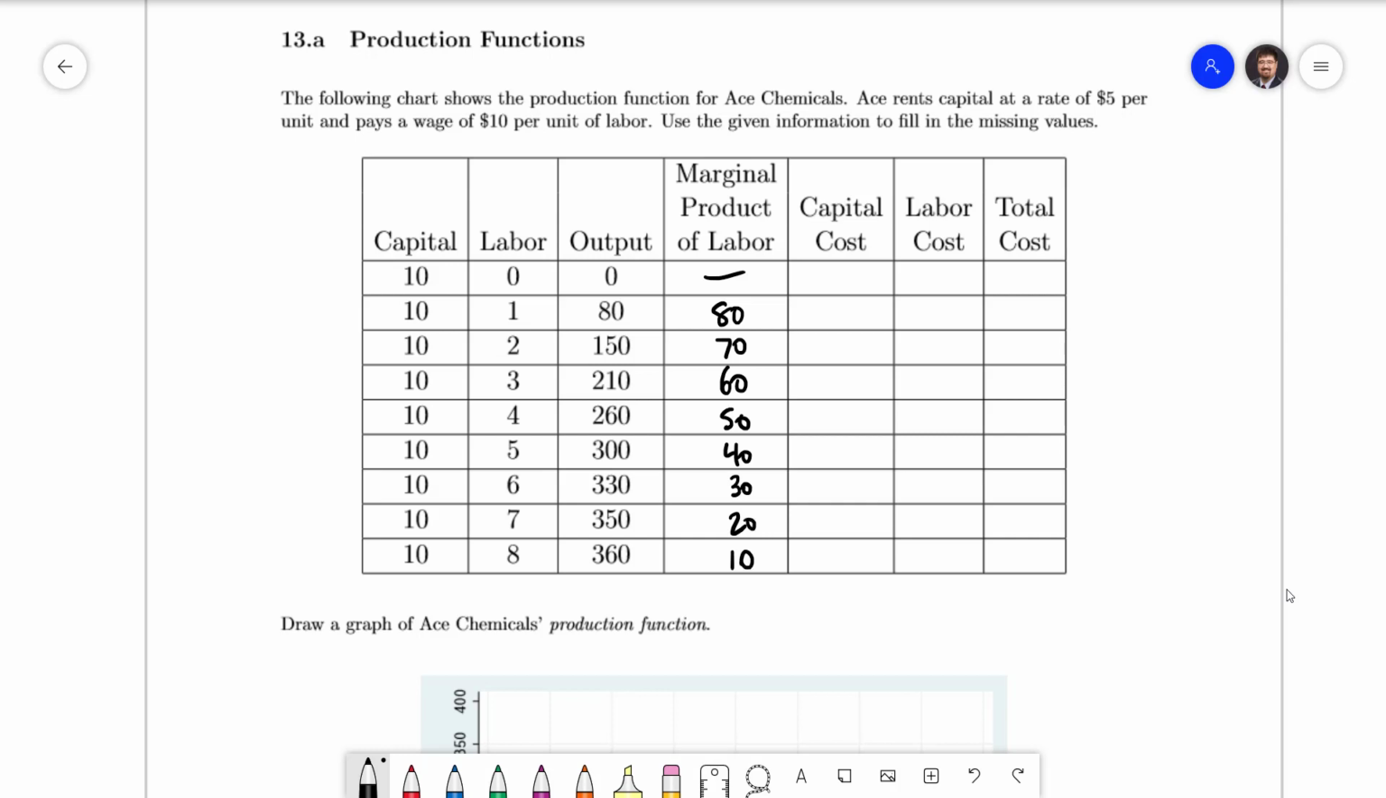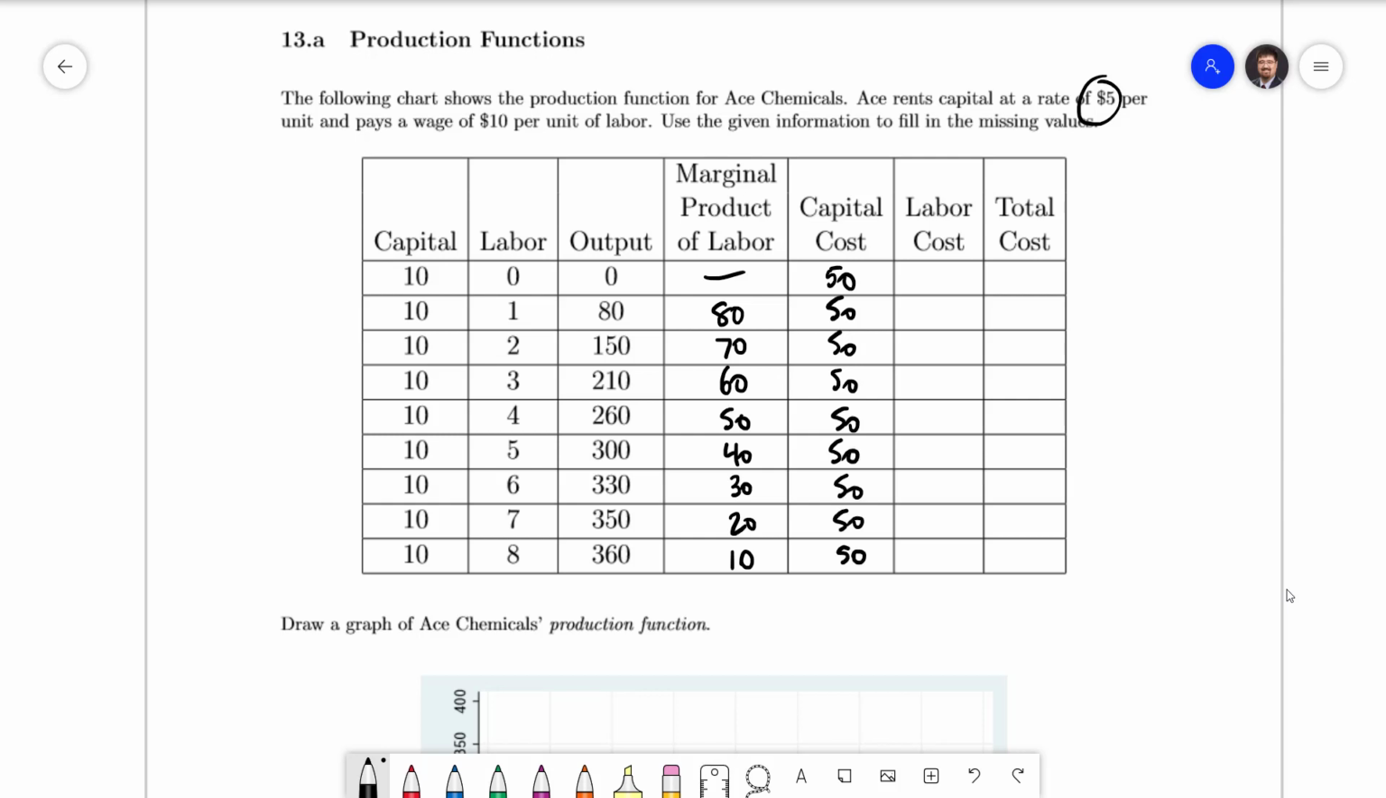For the capital cost, we notice that capital is rented at a rate of $5 per unit. Capital is fixed in the short run. We have 10 no matter what. So we take 10 times 5 for each of those. So we're going to have 50 capital cost all the way down. Notice that this 50 capital cost is there even if we were producing 0 output.